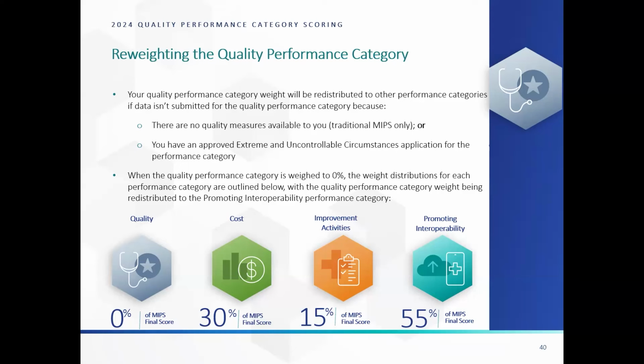So here you can see that when the quality performance category is redistributed, or it's weighted at 0, it was added to the promoting interoperability. I just want to remind you that the quality performance category was weighted at 30%. So that 30% was added to the promoting interoperability performance category, which in this scenario is now at 55%. And you can see that the cost, which is at 30%, and improvement activities, which is at 15%, remain the same. Next slide, please.